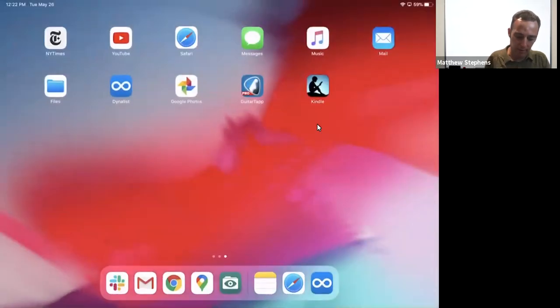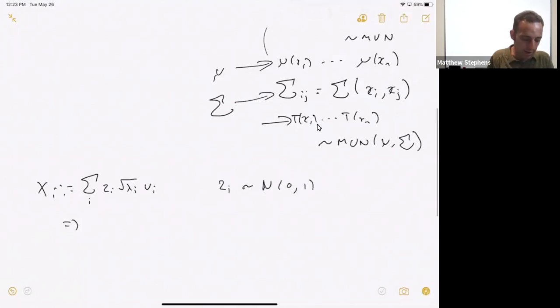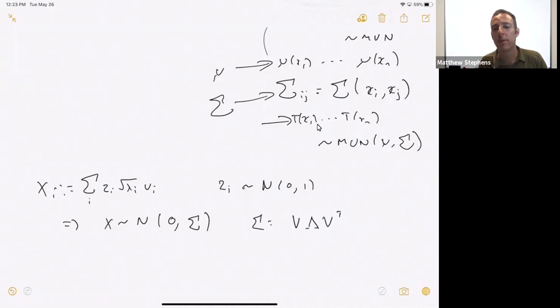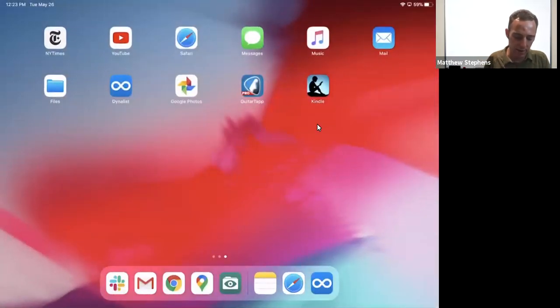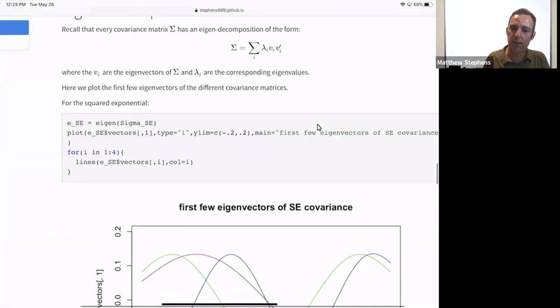So you can write it as the sum over i of square root of lambda i, zi, vi. And the zi's are now normal 0, 1 iid, which implies that x is multivariate normal 0, sigma, where sigma equals V lambda V transpose. That's what we did last time. So we're just applying that same idea here to look at what the eigenvectors, in quotes, of these kernels are.